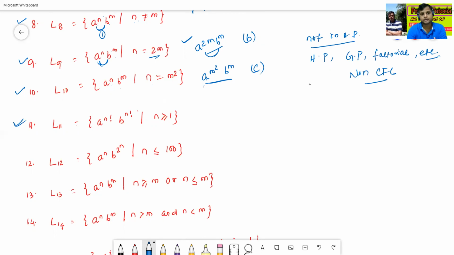See the 11th language, a to the power n factorial, b to the power n factorial. Since it belongs to factorial, it comes under C. C means non-CFL.